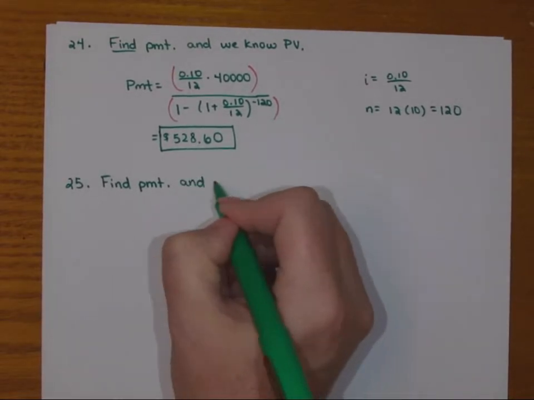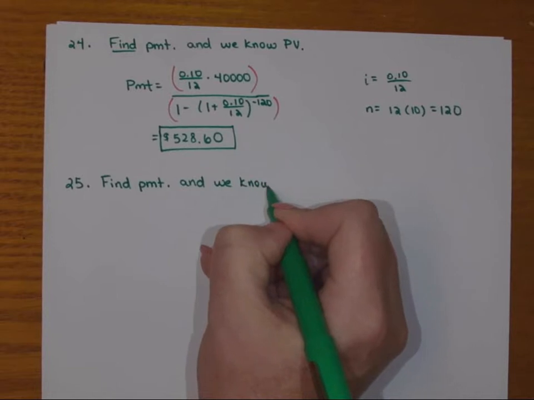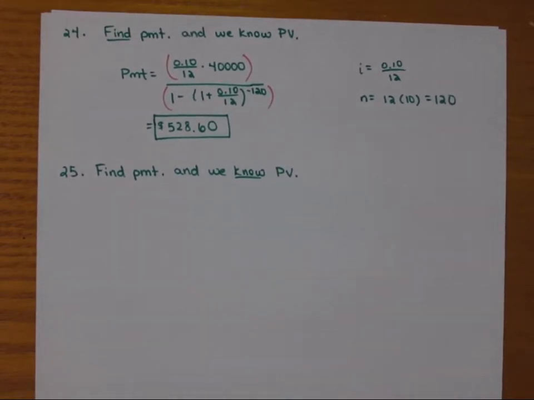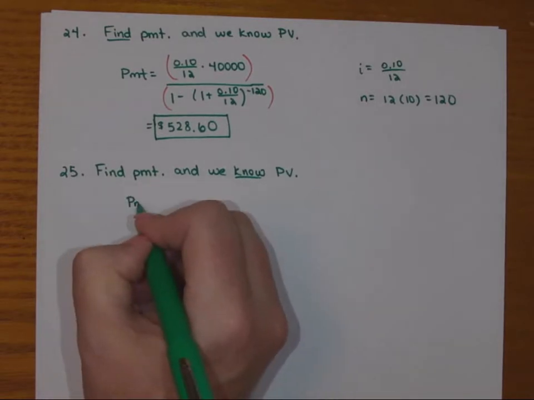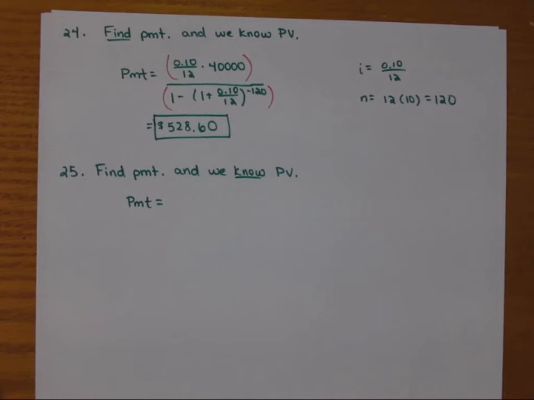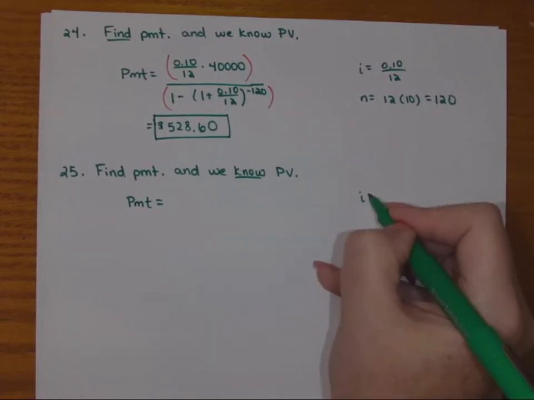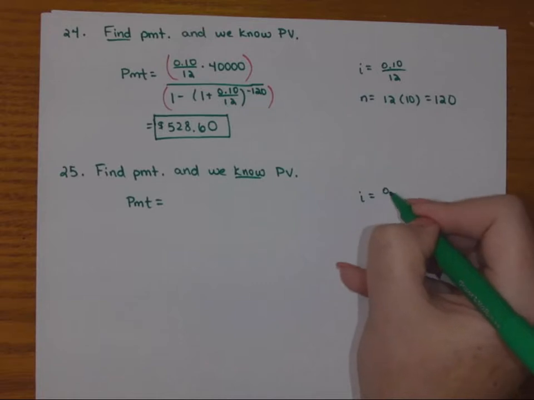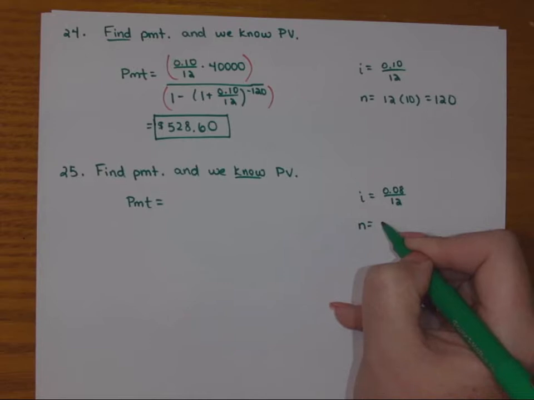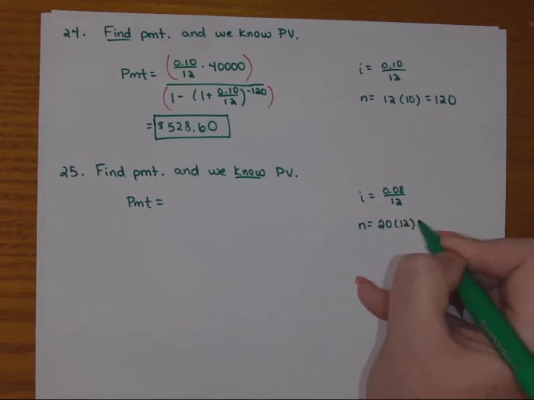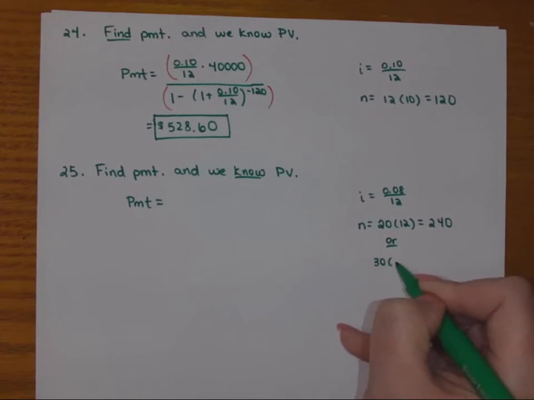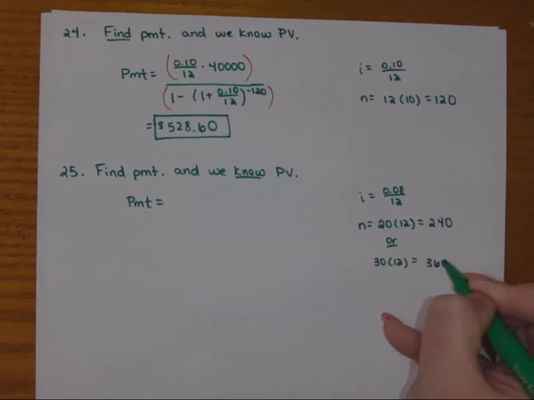And then you have to figure out what you know, right? So we know present value, just like the last problem. So we are going to use that amortization formula, which looks like this. So it's payment equals, and then let's figure out what the rate is. So I'm going to show you both of them, right? The interest is going to be 8% no matter what, divided by 12. And the N is either going to be 20 times 12, so 240 payments, or, because we're trying to compare the two, 30 times 12, which is 360 payments.